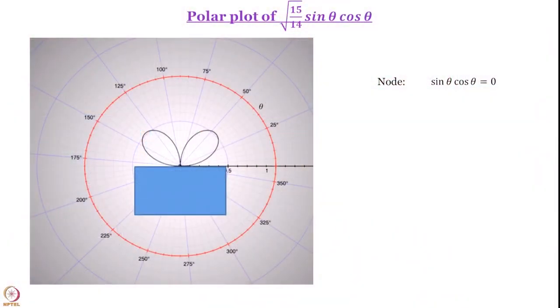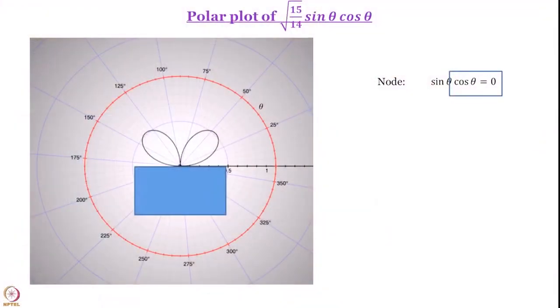If I write sin theta cos theta equal to 0, sin theta equal to 0 is not a node, remember, because sin theta equals 0 at theta equal to 0 and theta equal to pi. At theta equal to 0 and theta equal to pi, they are like the limits of the universe as far as theta is concerned. Theta does not exist beyond a value of 0 degrees and beyond a value of 180 degrees. So those are sort of the boundaries. So those are not nodes. So sin theta equal to 0 would not give you the nodes.